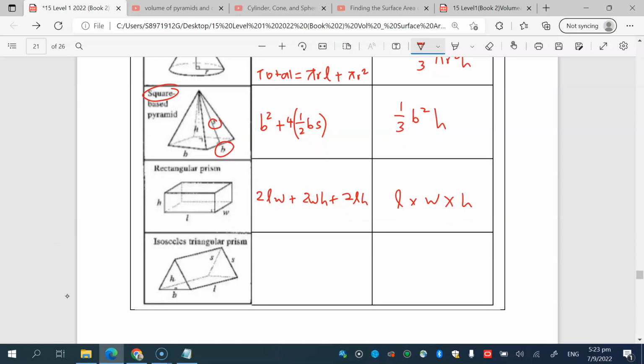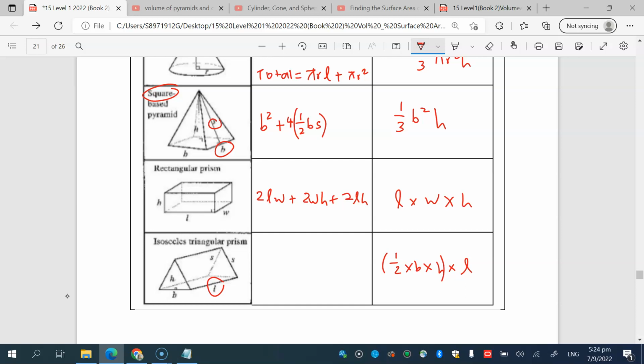Okay. And for isosceles triangular prism, for prism it's just base area times height, right? So in this case, it is half times base times height for the triangle, then multiplied by the length, because it's base area times height. So base area times height.